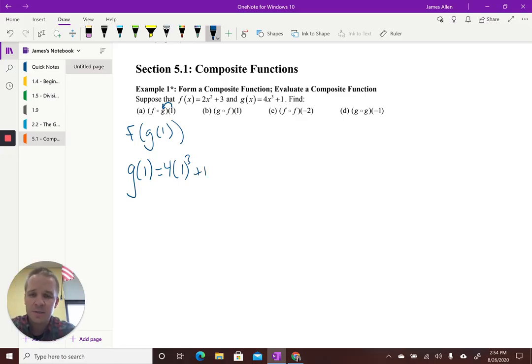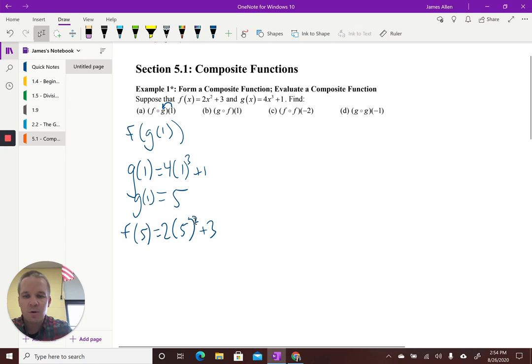If I figure out what that is first, that's 1 if I cube it, right? 1 times 4 is 4 plus 1 is 5. So g of 1 is 5, and now I'm going to plug that into my f. So now I'll have f of 5, which would be 2 times 5 squared plus 3. So exponents first, 5 squared is 25. 25 times 2 is 50, plus 3 is 53. So that would mean that f of g of 1 is 53. There's my final answer. Excellent.